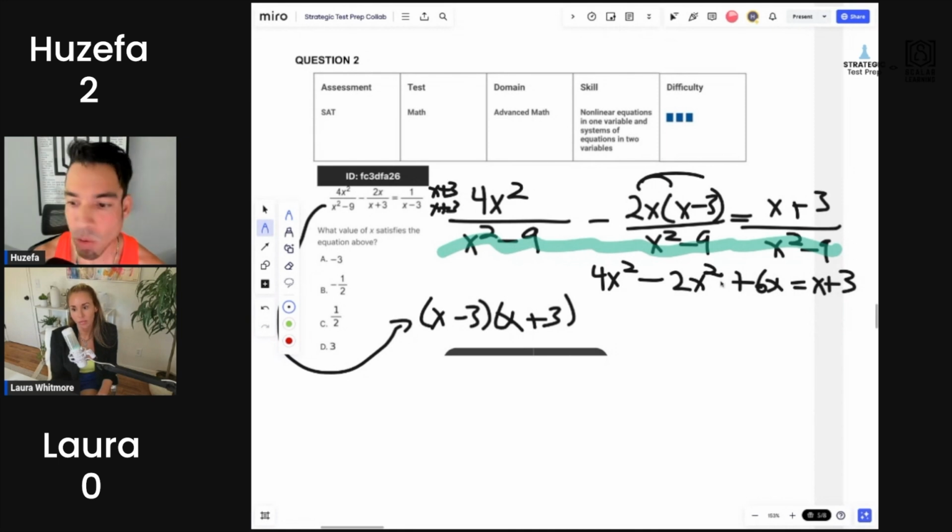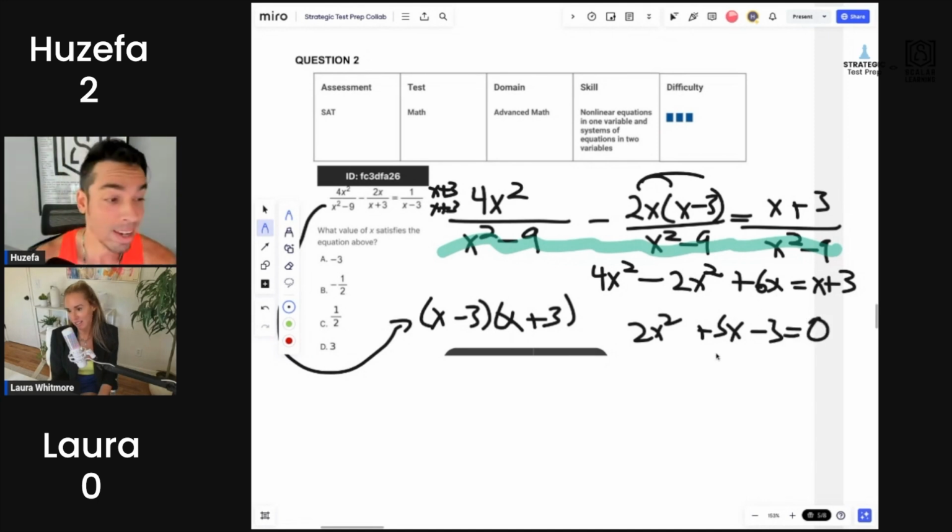Now we got this really nice quadratic. Let's finish it off. 4x squared minus 2x squared is 2x squared. 6x, I'm going to minus x. Again, I'm kind of doubling up steps just in the interest of time. 6x minus x is 5x. And then I'm going to minus 3 from both sides. And we got this. Okay, again, I'm going super old school here. I could already plug this into Desmos and get the answer a little bit more quickly.